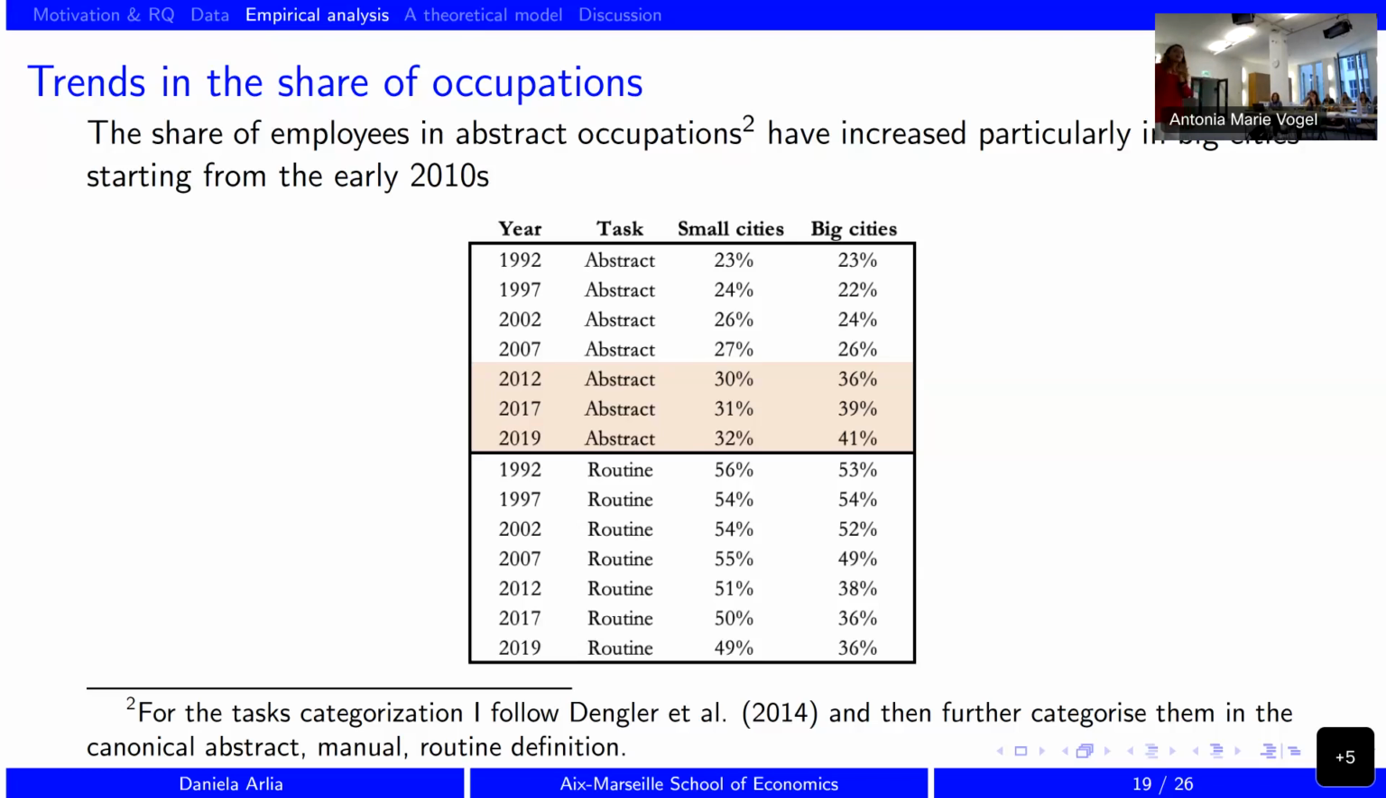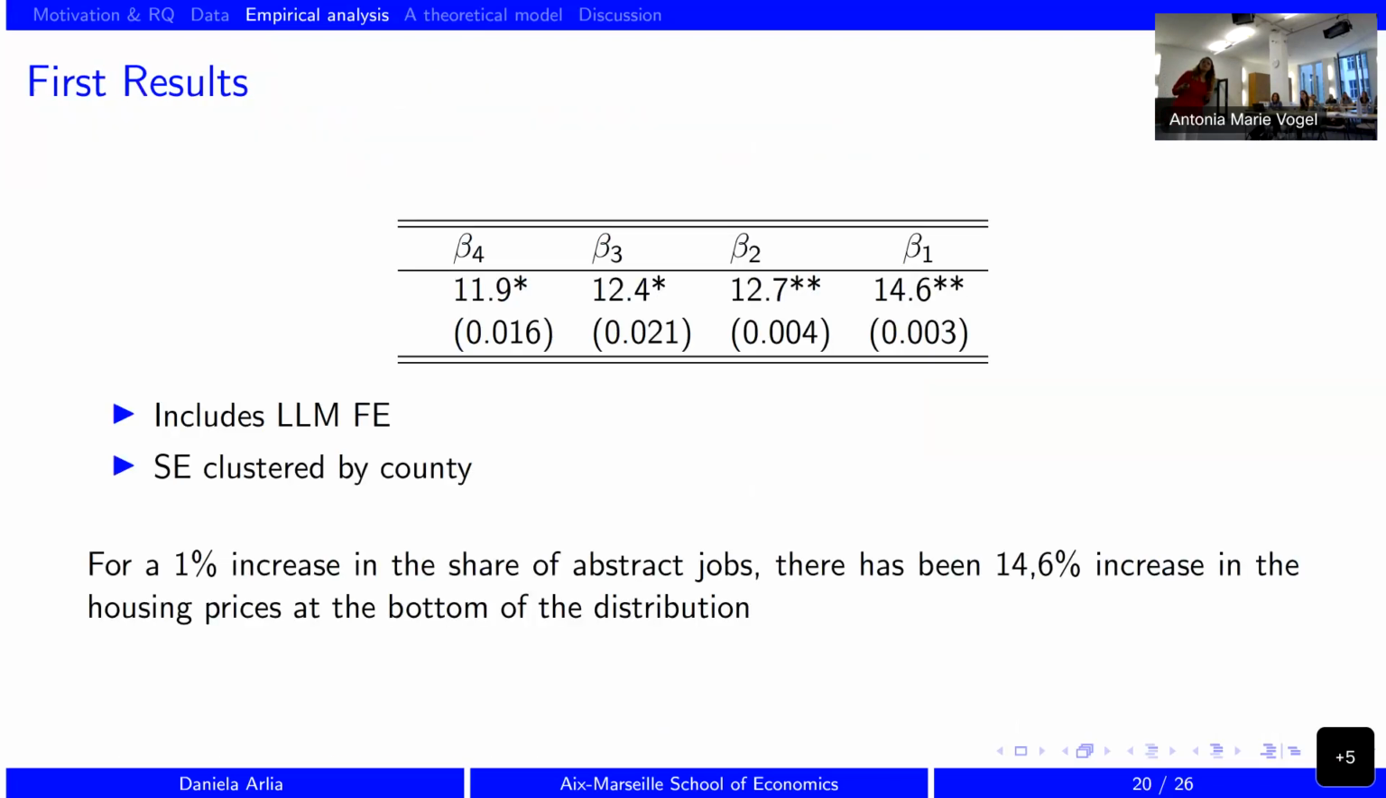So here in these slides, I want to convince you that these two facts, the increase in prices at the bottom of the distribution, so for low quality apartments in big cities, is correlated with the increase in the share of abstract occupations in those same cities. And here I have some first results from the Bartik shift-share analysis.